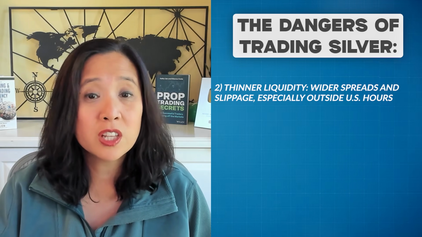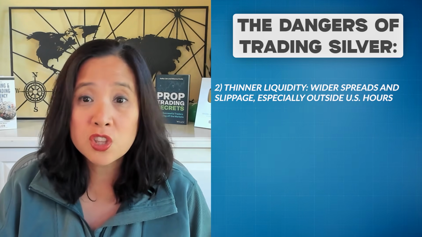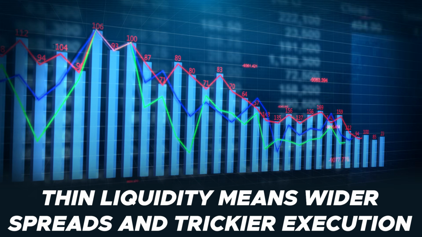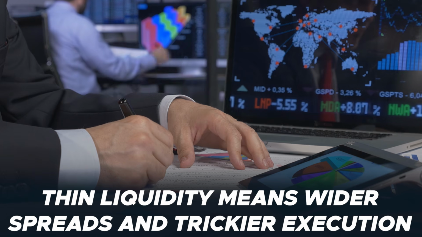Number 2 is thinner liquidity. Silver's market depth is much thinner than gold, especially outside the US trading hours. Wider spreads, higher slippage, less predictable fills can make execution more challenging.